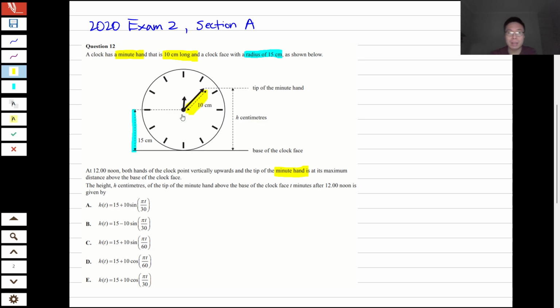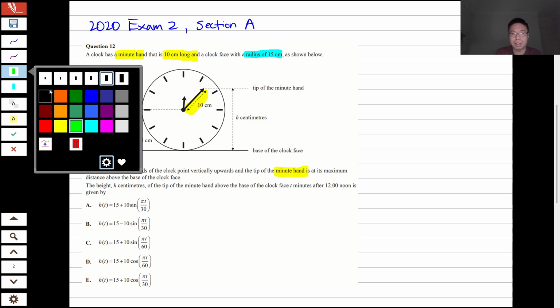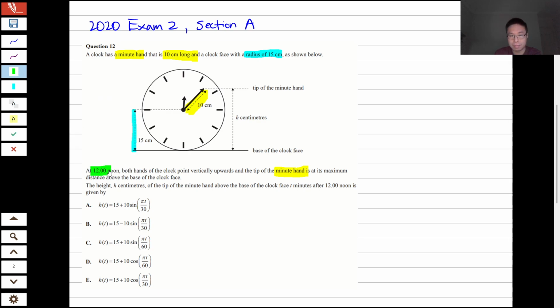Okay, so what we are told is at 12 noon, hopefully you know what this looks like on an analog clock. Both hands will be pointing upwards. And what we want is for t minutes after 12 noon, define a function h of t, which tells me the height of the minute hand after t minutes have passed.